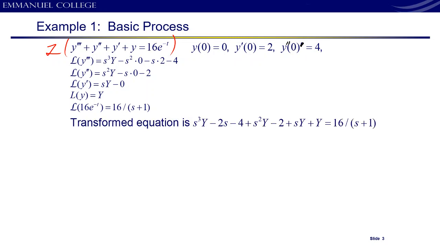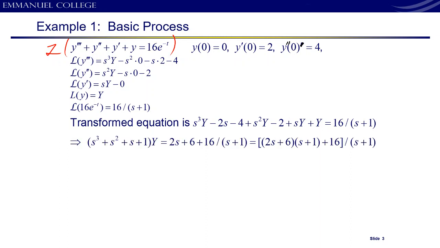Now our transformed equation is all of this equal to 16 over s plus 1. And here's where it gets messy. Factor out all of your s terms, move over everything that doesn't have a y to the other side, and then divide. Notice in this case it was easier to go with a common denominator.